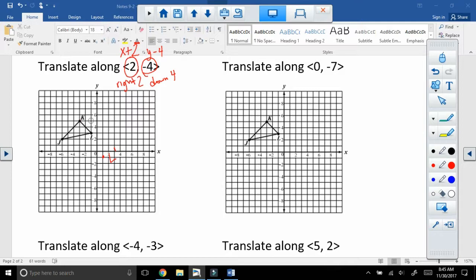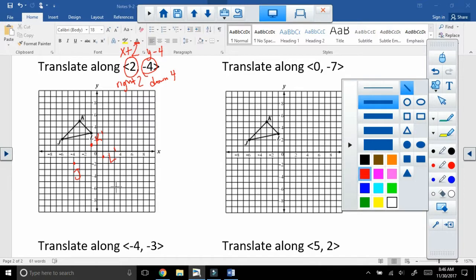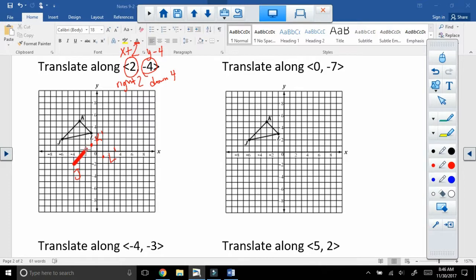So to the right 2 and down 4. You should end up with a congruent transformation in the end. And again, if you have some different colors, that might be helpful. That's a thicker line, but that would be a congruent transformation. Nothing's changing size with it.